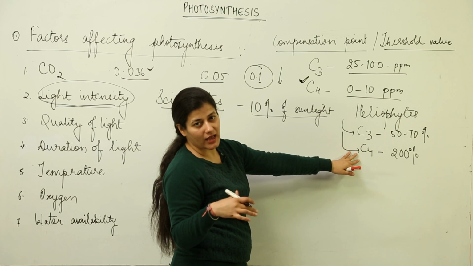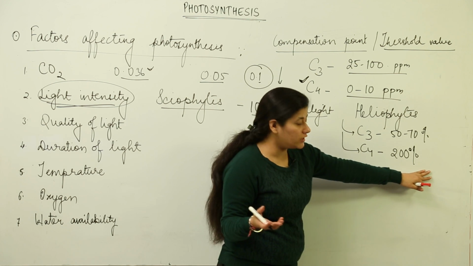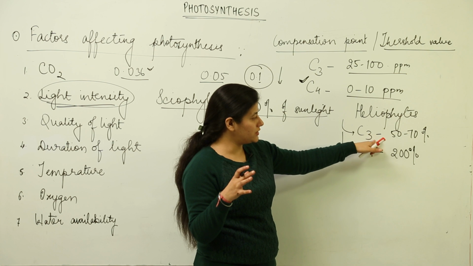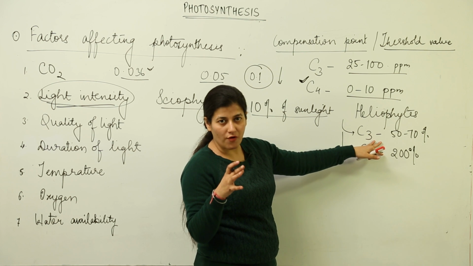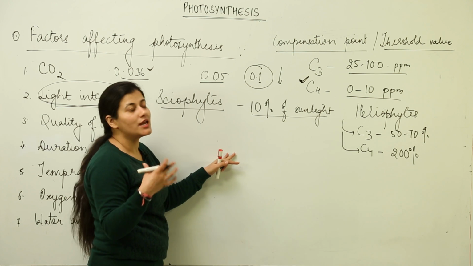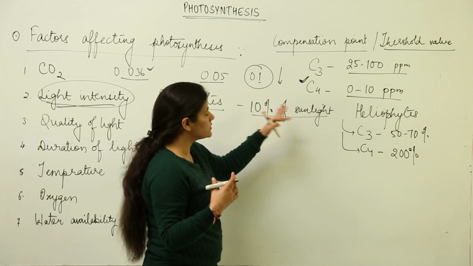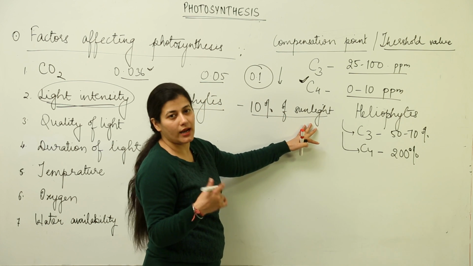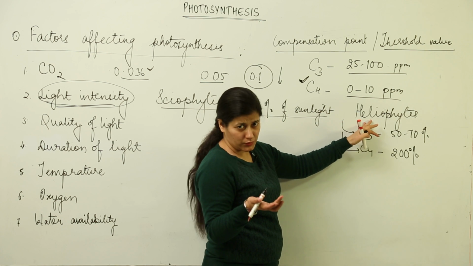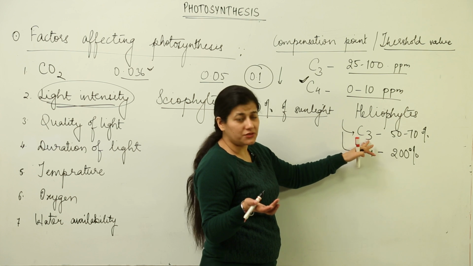These C4 plants are so well adapted anatomically to take up all the shortcomings which were met by these C3 plants in terms of increasing their rate of photosynthesis, so that they can perform the photosynthesis in a much more efficient way. So we have that while the skyophytes would need 10% of sunlight and reach the compensation point, the heliophytes, those which grow in sunlight, would be broadly categorized in C3 and C4.